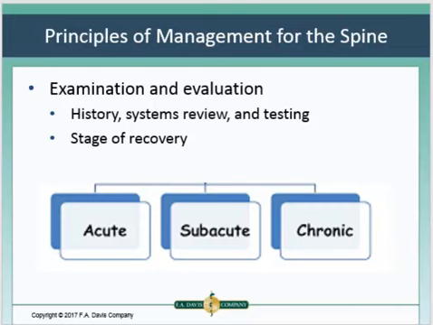Knowing the tissues that are involved and how severe the injury is will help you determine what to do in the acute, subacute, and chronic phase. So in the history, you're going to find out how long these symptoms have been going on. You're going to do your systems review. You're going to do your tested measures. You will be able to determine their stage of recovery at that point.